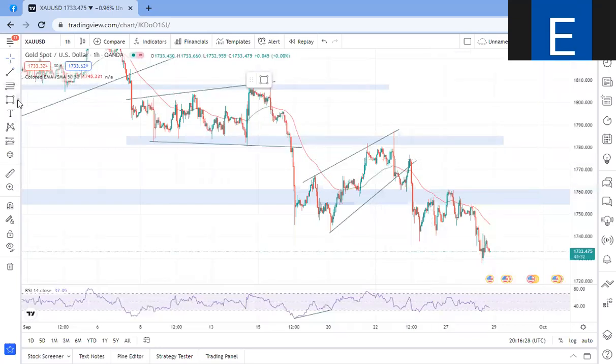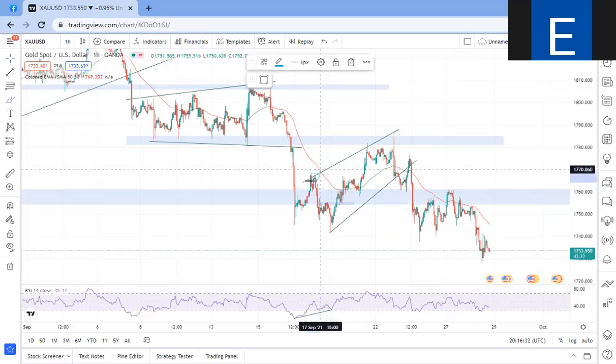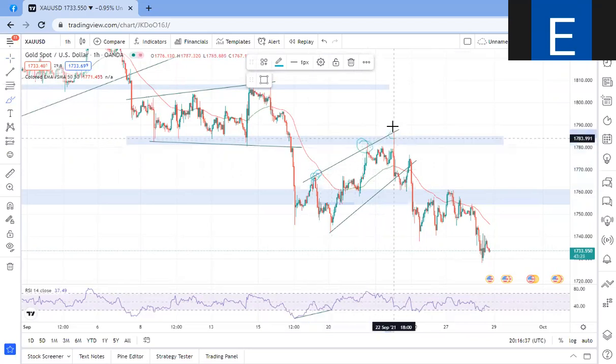You can see here, this was the first touch. This was the second touch. Yes, this was the third touch. This should have been my actual entry here at this level. This should have been my entry.